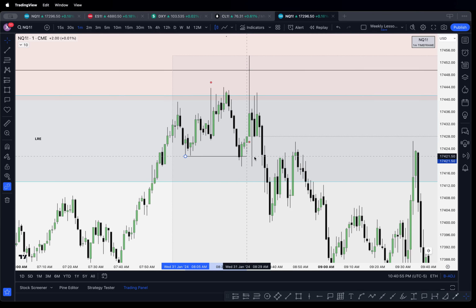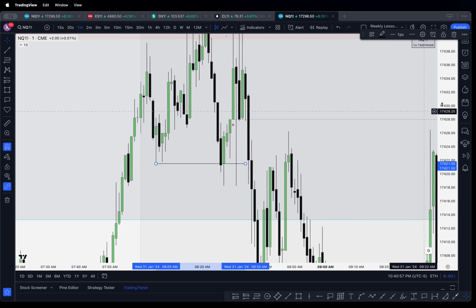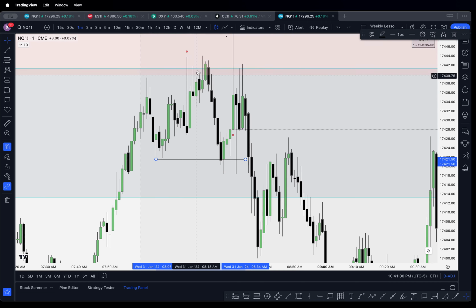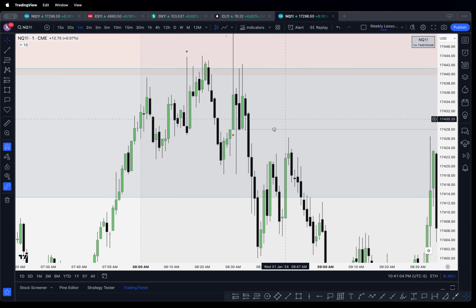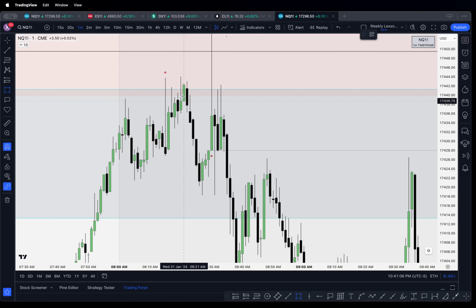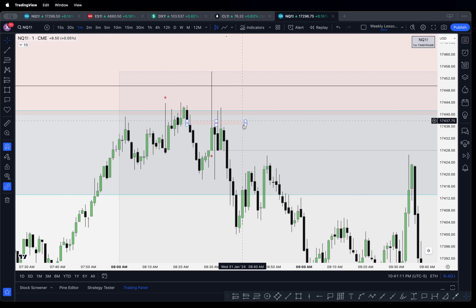Remember our lesson on different types of structure: intermediate, short-term, long-term? This is the low that puts in this high, right? Yeah. It breaks all the structure. Now what's the low risk entry? Well, the low risk entry is going to be this imbalance right here. Cool. Enter somewhere in here.